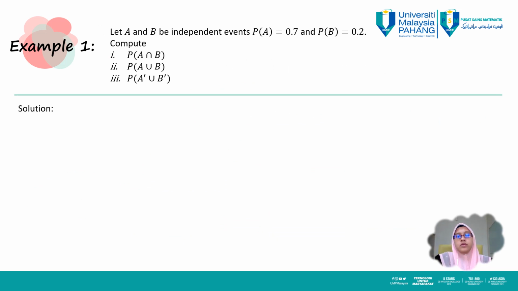Let A and B be independent events. So P(A) is equal to 0.7 and probability of B is equal to 0.2. The first one, we need to compute P(A intersect B). Second, we need to compute P(A union B). And the last one, we are going to compute P(complement A union complement B). The question already told us that this is an independent event. Independent event means P(A intersect B) is equal to P(A) multiplied with P(B).